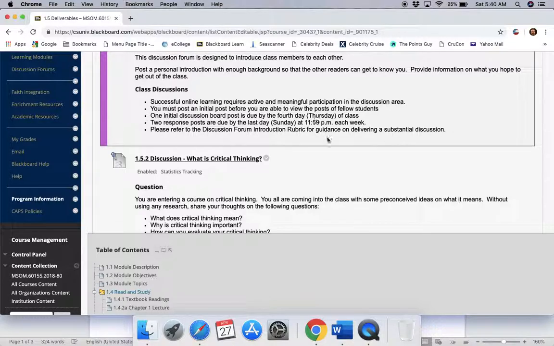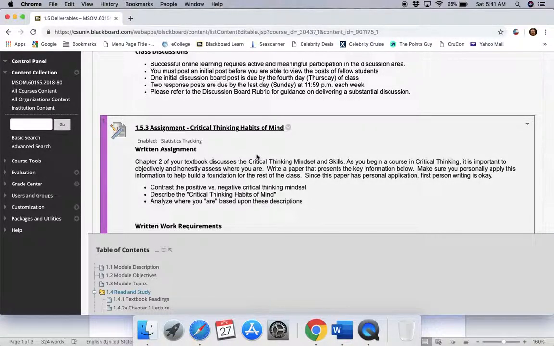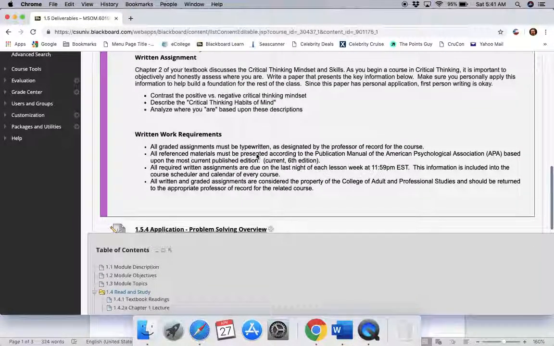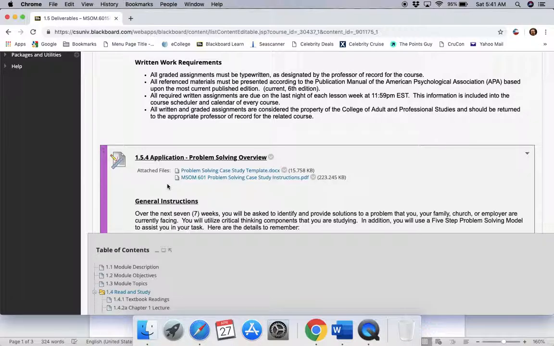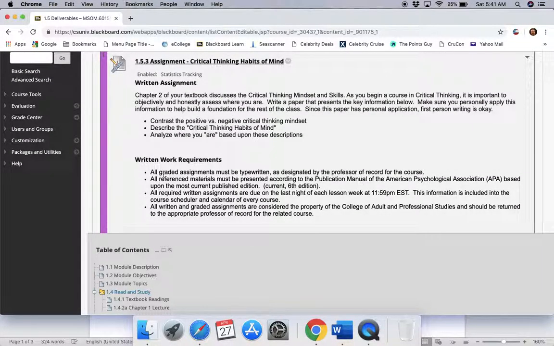All right, and then you'll have two discussion posts the first week. One's obviously the introduction, but from Module 2 on through Module 7, you'll just have one discussion board post. You'll have one paper, and then you'll have an application, which is this problem-solving overview I'll talk about in just a second.